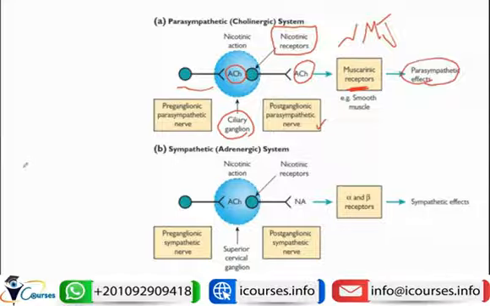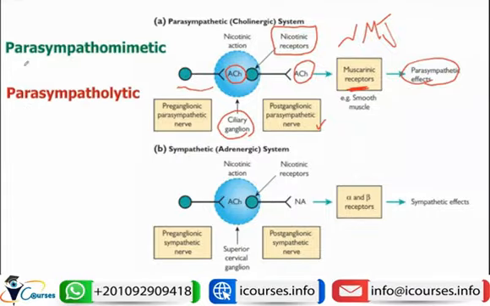If there is a drug or an action that promotes this parasympathetic action, or stimulates this parasympathetic effect, then this drug is called a parasympathomimetic. If there is a drug that causes inhibition or reverses this parasympathetic action, antagonizing the parasympathetic effect, then it is called a parasympatholytic.